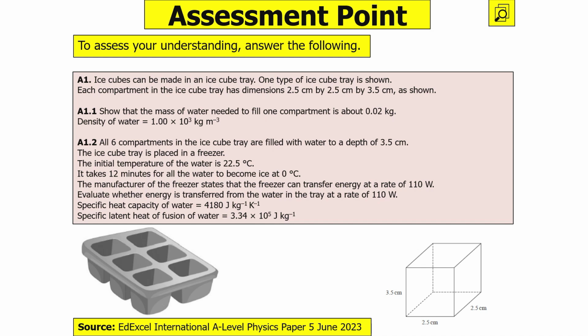All 6 compartments in the ice cube tray are filled with water to a depth of 3.5 centimeters. The ice cube tray is placed in a freezer. The initial temperature of the water is 22.5 degrees Celsius. It takes 12 minutes for all the water to become ice at 0 degrees Celsius. The manufacturer of the freezer states that the freezer can transfer energy at a rate of 110 watts. Evaluate whether the energy is transferred from the water in the tray at a rate of 110 watts. So pause the video now, and then unpause the video when you want to go through your answer.